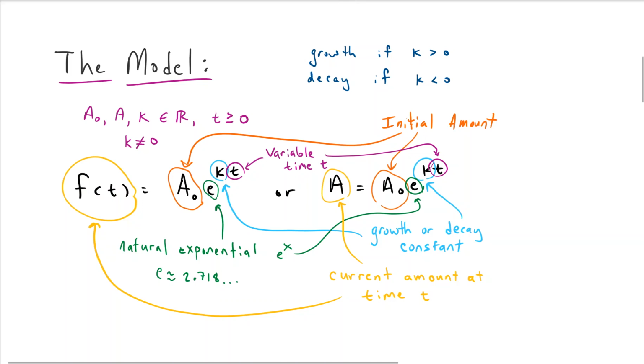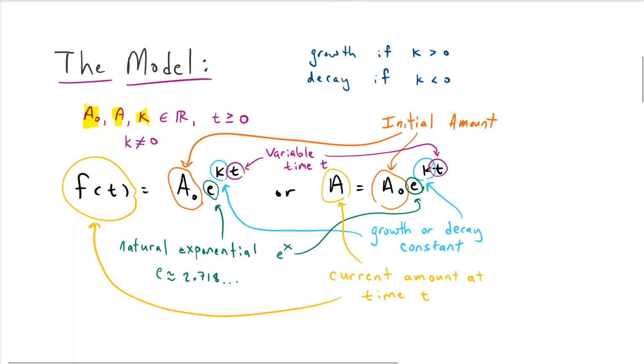So we also have the natural exponential. This exponential model has a base e. That's awesome. And the last thing is the growth constant here. The growth constant is either a growth or a decay constant, and it is a growth constant if k is positive, and it's a decay constant if k is negative.